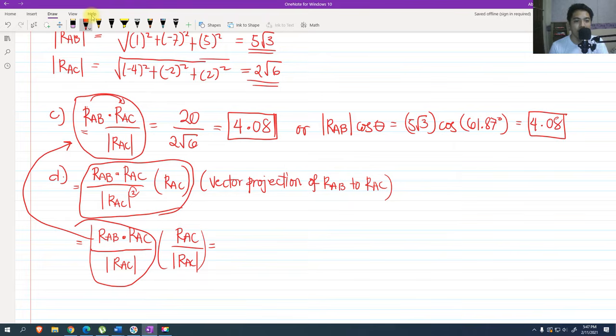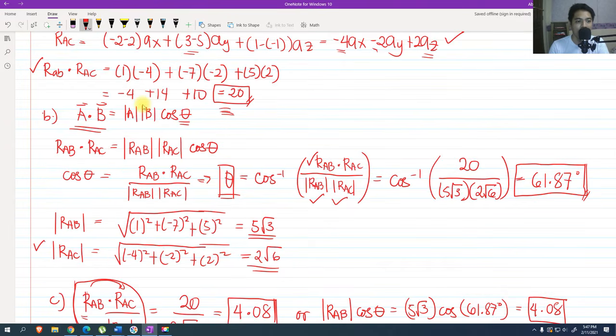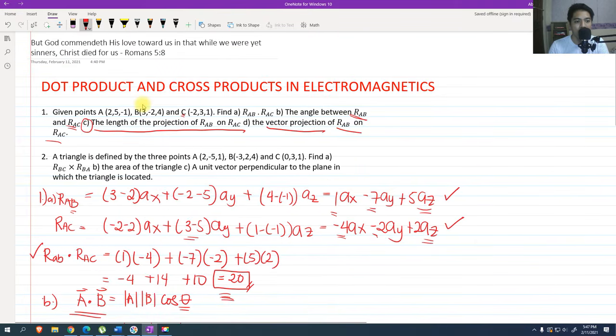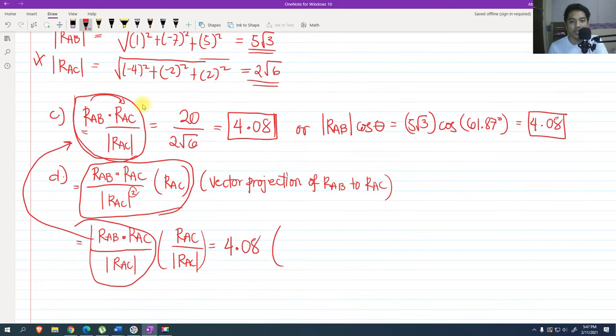So we have RAB dotted by RAC all over the magnitude of RAC, which is 4.08, then multiplied by the vector RAC. What is the vector RAC? The vector RAC here, not this, because this is the magnitude, is negative 4AX minus 2AY plus 2AZ, all over the 2 square root of 6.